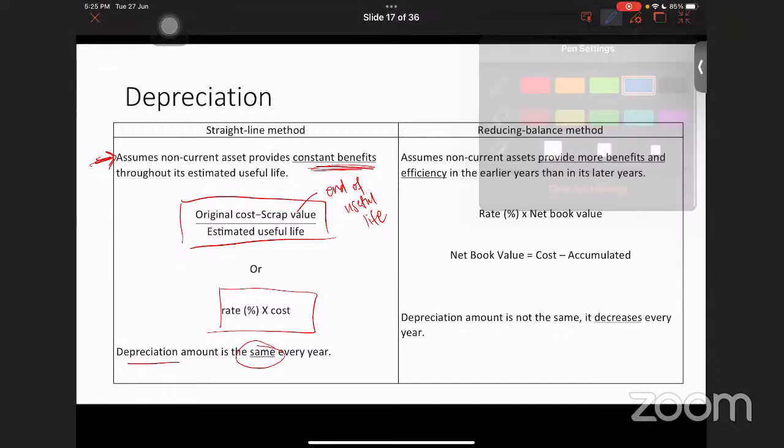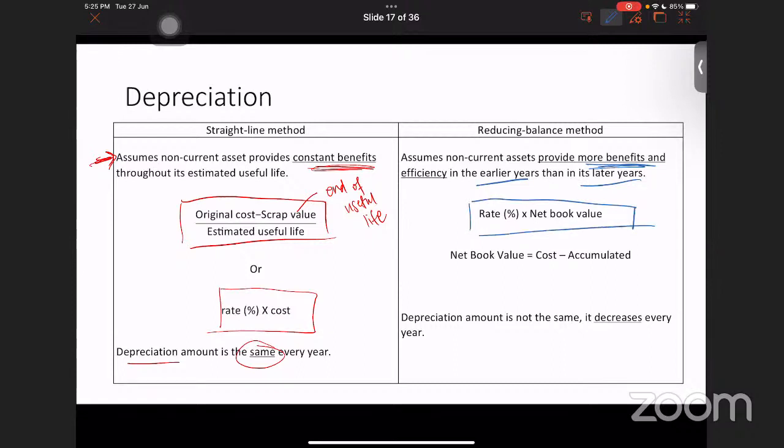Okay, use another color. Okay, reducing balance, same thing, they will also ask why are we using reducing balance? Okay, because here we assume that the benefits provided is more in the earlier years compared to the later years. Okay, so the formula will just be this, rate multiplied by MBV. So MBV, every year it will change. Hence, your depreciation amount will decrease every year. Means it won't be the same.